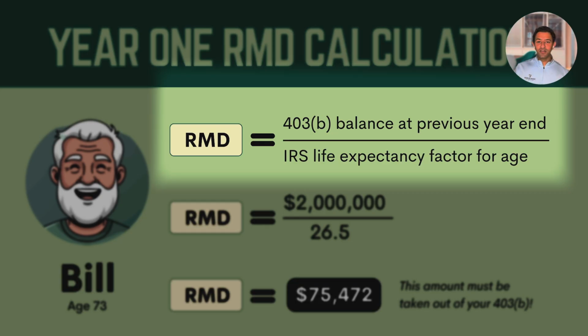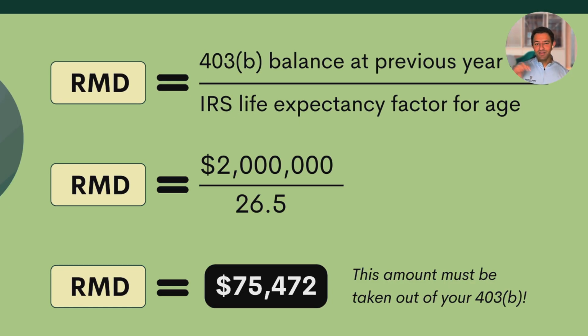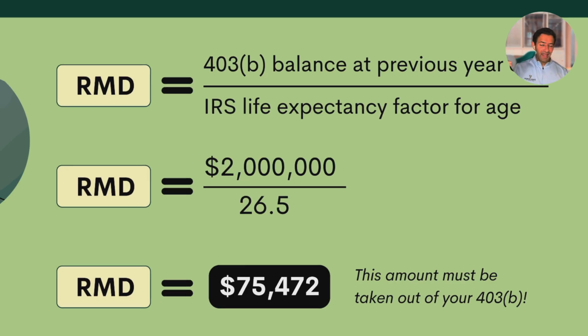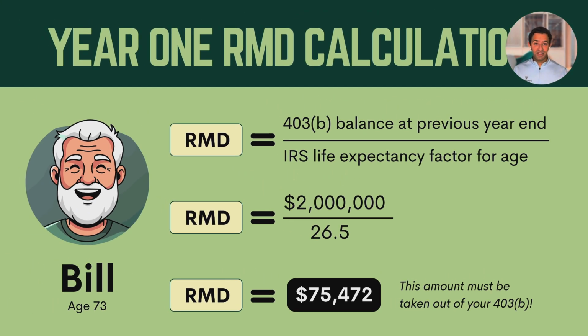So we can see here, for Bill, he has to take out about $75,000 out of his 403b. That withdrawal will be taxed at ordinary income. Now, the next year, he's going to have a different balance, and he's also going to have a different life expectancy factor. So his RMD will change. So we calculate this every single year, and those are the RMDs that you're going to pull out of your tax-deferred accounts. Now, I want to go back to one important caveat.